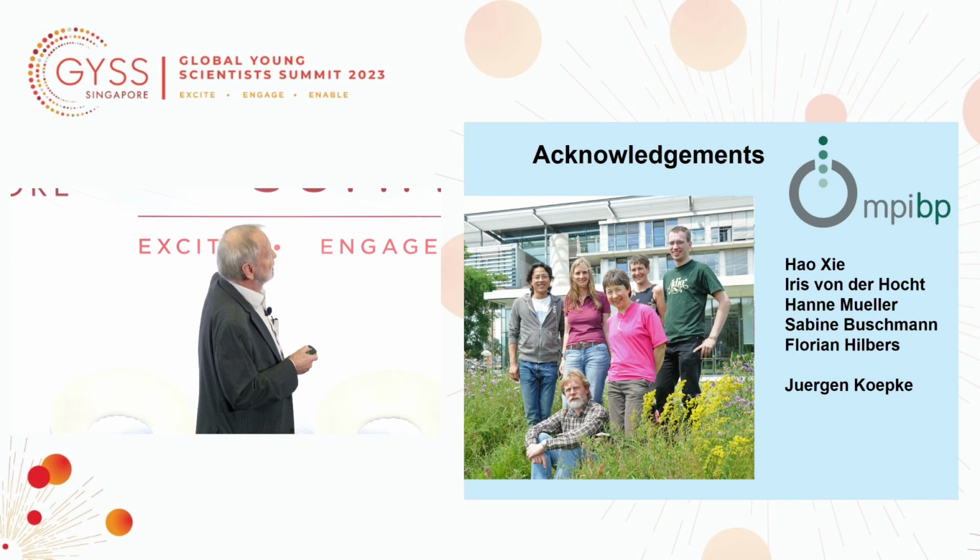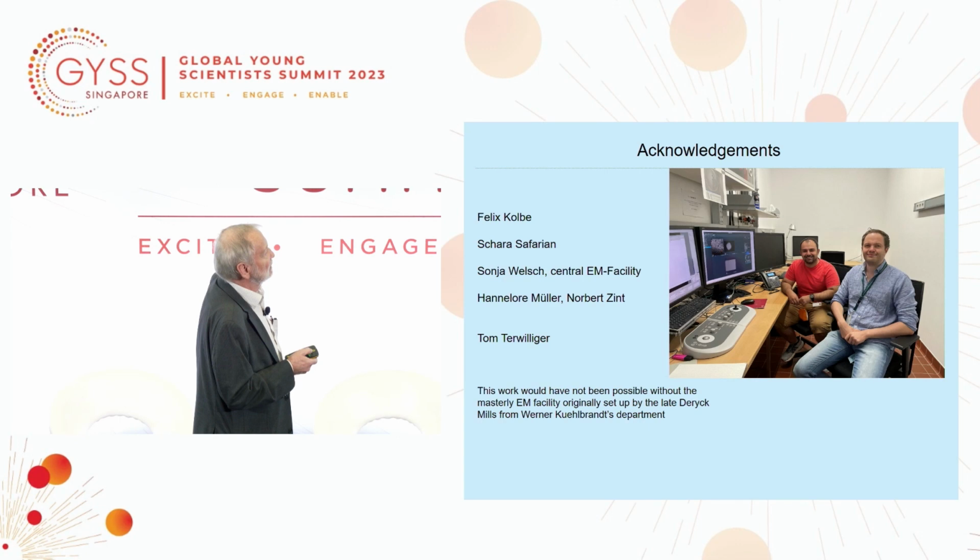Jürgen Köpke did the X-ray crystallography. Florian Hilbers did biosynthesis of the enzyme. Howe Scheer did lots of chemistry. And it was Iris von der Hocht who discovered the conversion of the F state to an O state by addition of catalase. And for the intermediate states, in the middle of the catalytic cycle, it was mainly Felix Kolbe here, together with the help of Shara Safarian, who was also responsible for all our BD oxidase structures.